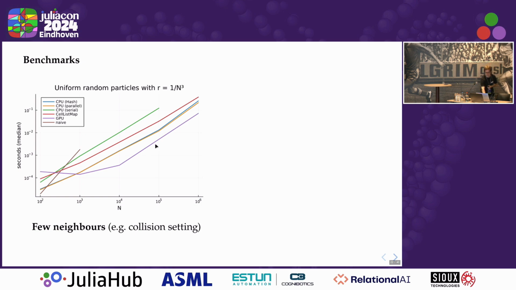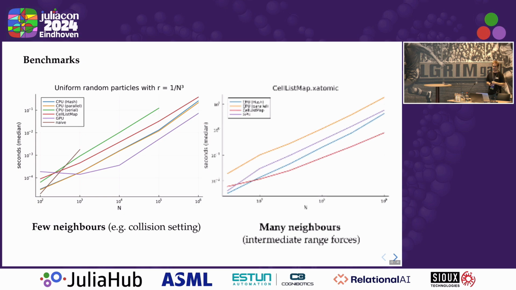And then finally we can go to the GPU and gain extra performance. So that's basically good news for these applications. Actually, there are applications where the whole picture swaps around. So CellListMap was developed with atomic simulations in mind, where you usually have a lot of neighbors. And in these cases, CellListMap is actually faster. So you need to consider what you care about. Do you have a few neighbors or a lot of neighbors, to pick the right package for your application?